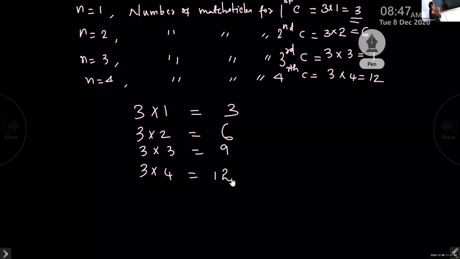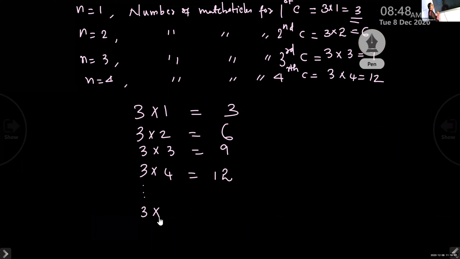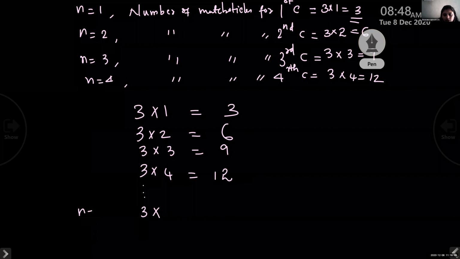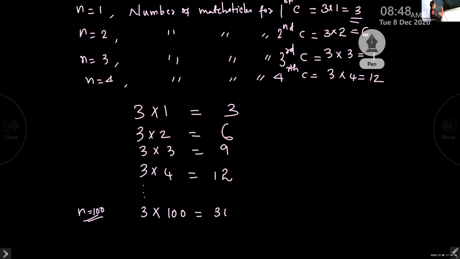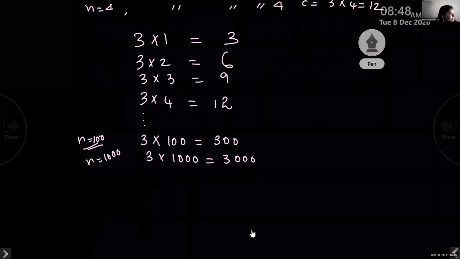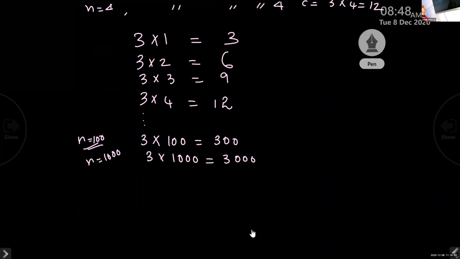Okay. So, etc. If it is for hundredth C, what will you do? 3 into 100 equal to 300. If it is thousands, if n equal to 1000, 3 into 1000 is equal to 3000. So if you know the rule, it is very easy to find out even for 1000.